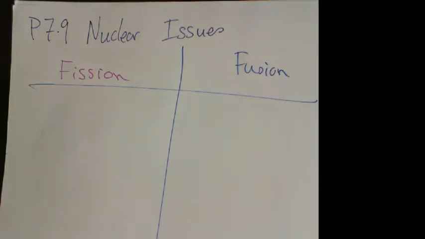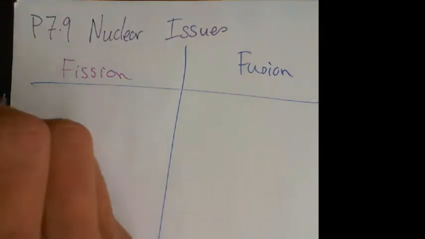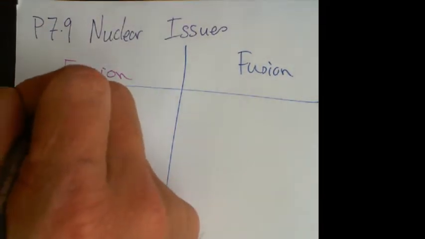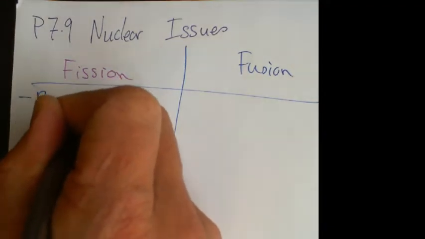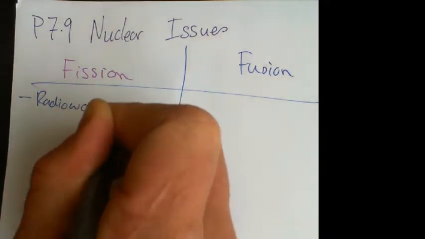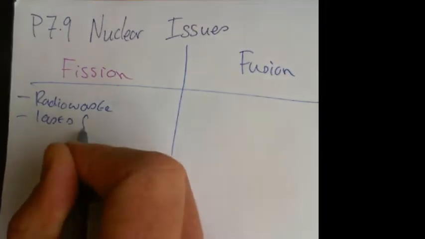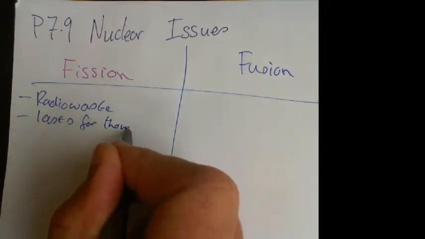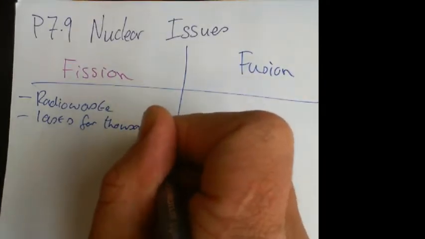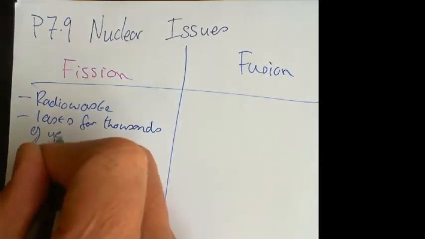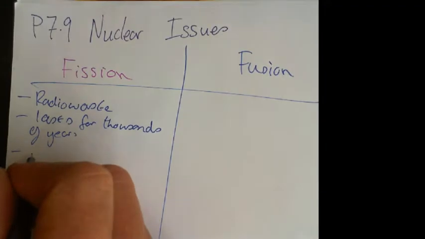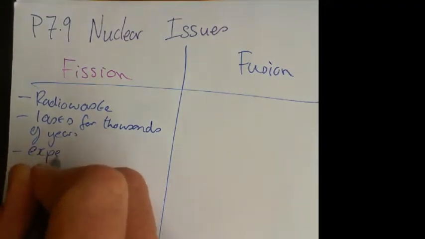Okay, so P7.9 nuclear issues. Let's start off with the nuclear fission issues because they're more important. The main one is radioactive waste. The main downside is the fact that it lasts for ages, and is expensive to process.